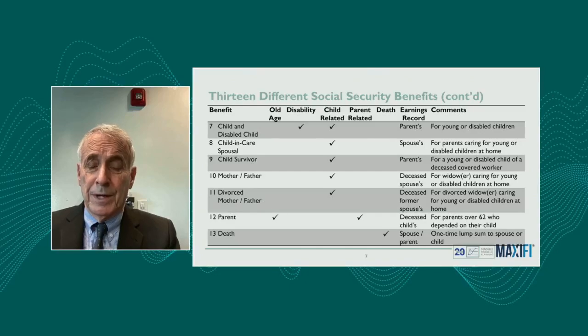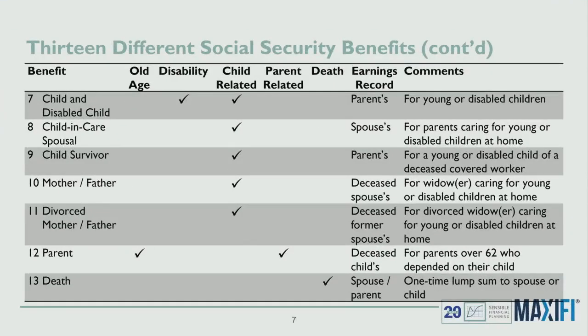You have to be collecting your own retirement benefit in order to give your child a benefit on your record. You also, if you want to give a spouse a benefit on your record, a spousal benefit, or even an ex-spouse who you're married to for 10 years, a divorced spousal benefit, you have to be collecting your retirement benefit. You can also give benefits to young children who are under age 19 if they're still in school.